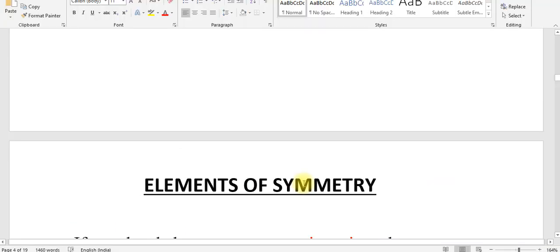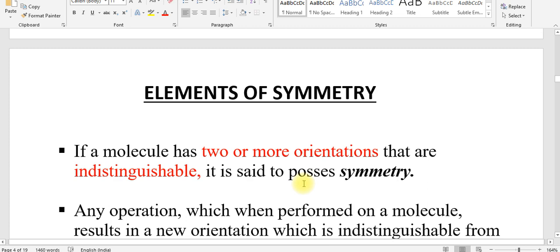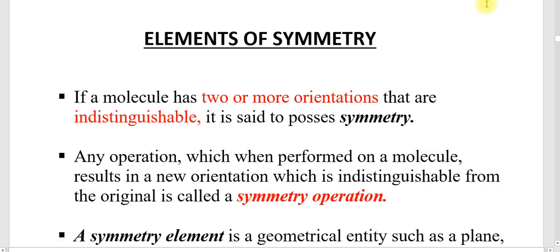Next we are going to explain the elements of symmetry. What are elements of symmetry? I think it's a new term for you and we will discuss it in detail. We know that a molecule may have different orientations. If a molecule has two or more orientations that are indistinguishable, it is said to possess symmetry. That means if a molecule has different orientations and one orientation cannot be distinguished from the other orientation, then we can say that it possesses symmetry.